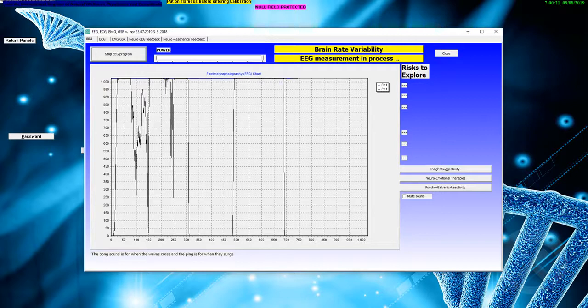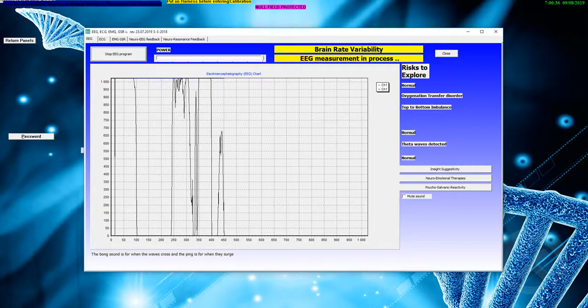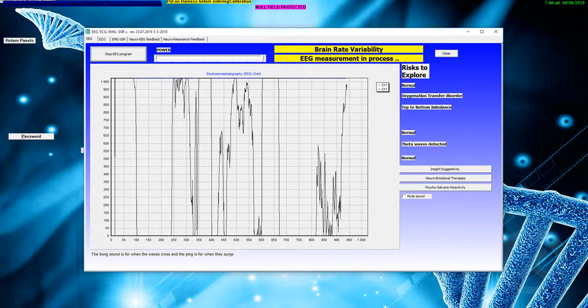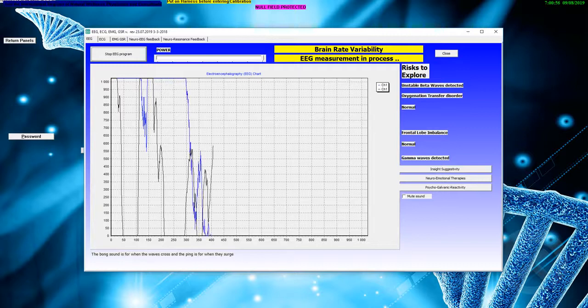And then what is important is, I would say, the result here. Look at that on the right. And then I could choose to work on the emotions and things like that. So look at that: oxygenation, balance, theta wave detect. So this is really important. And then here, look at that. Usually the black is the left brain, and the blue is the right brain, the right lobe.